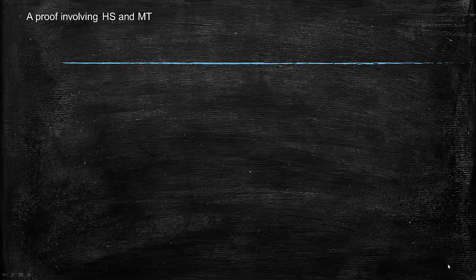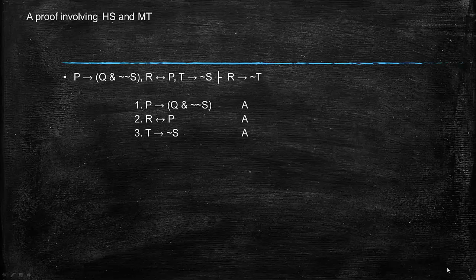Okay, so with hypothetical syllogism and modus tollens, you can make quick work of a proof like this. So if P then Q and not S, R if and only if P, if T then not S, and we're asked to prove if R then not T. So nothing tricky here. We go ahead and hypothesize R for conditional introduction, right? So then our task becomes to derive not T.